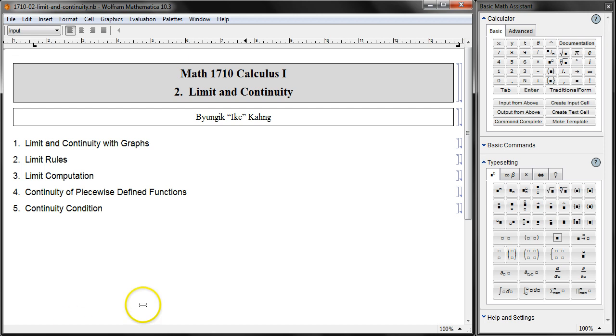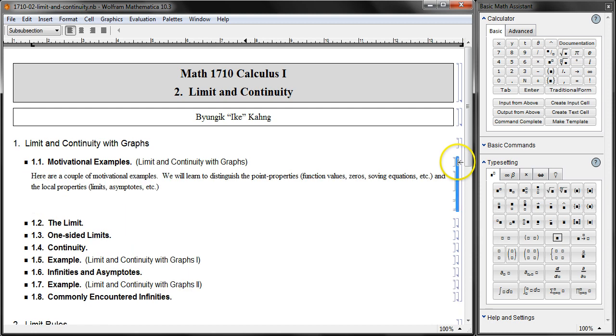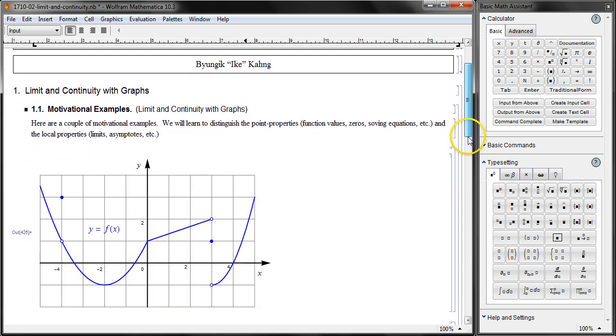Even though this is Module 2, this is the de facto starting point of calculus: limit and continuity. We begin with a couple of motivating examples, and here's the first. Please take a look at this graph, y equals f of x, and please find an appropriate property regarding continuity. I didn't tell you the mathematical meaning of continuity yet, so please rely upon your common sense. Just the dictionary meaning will do.